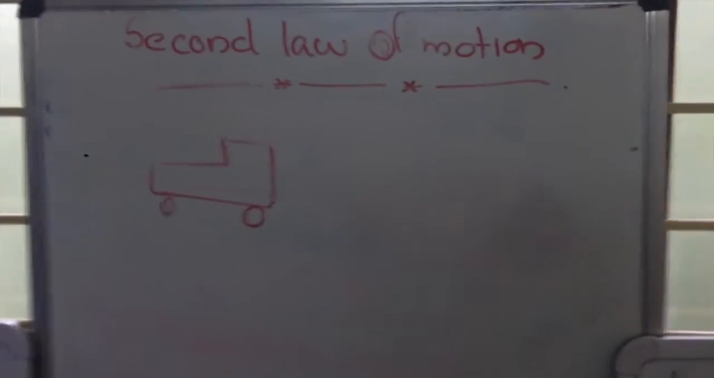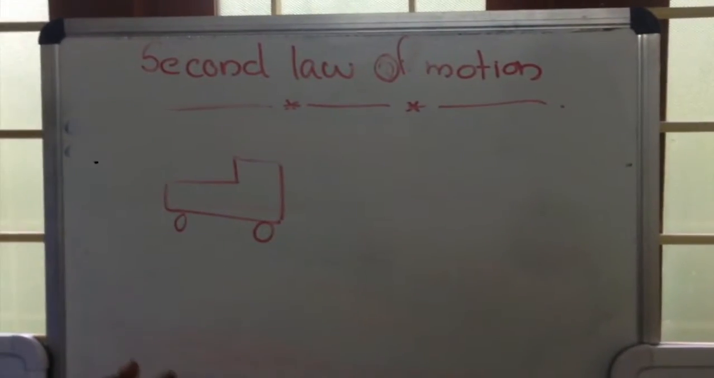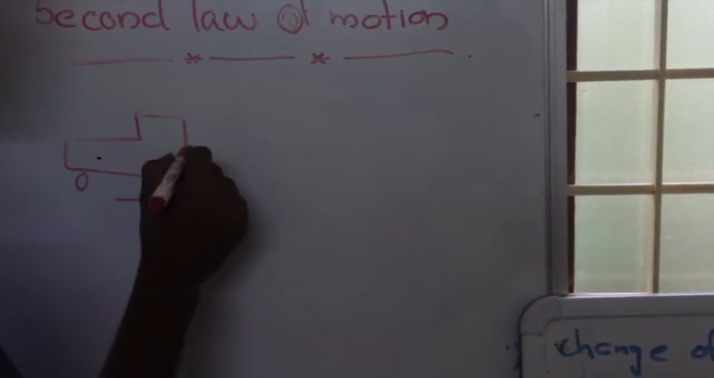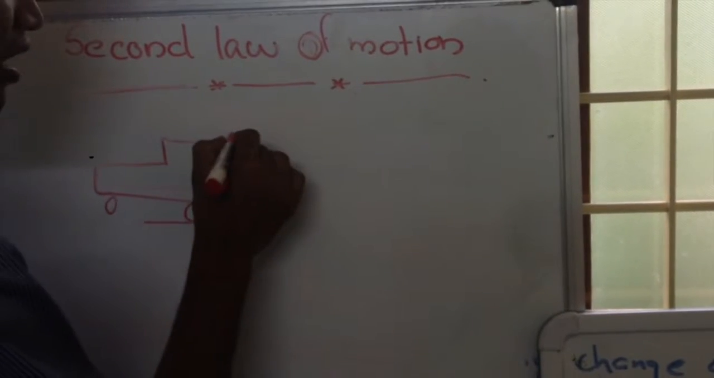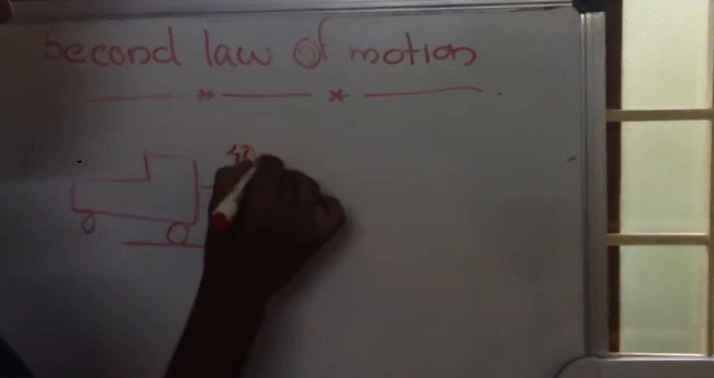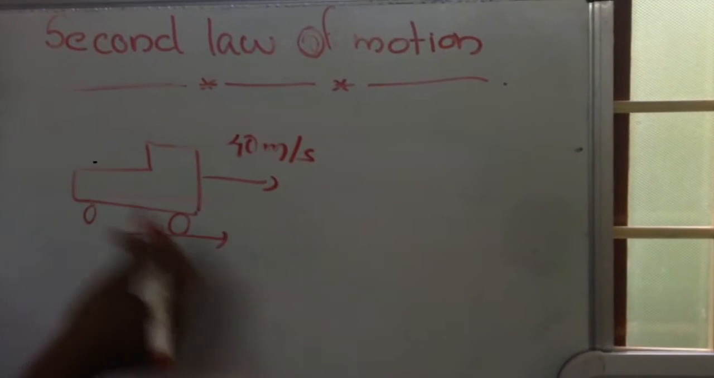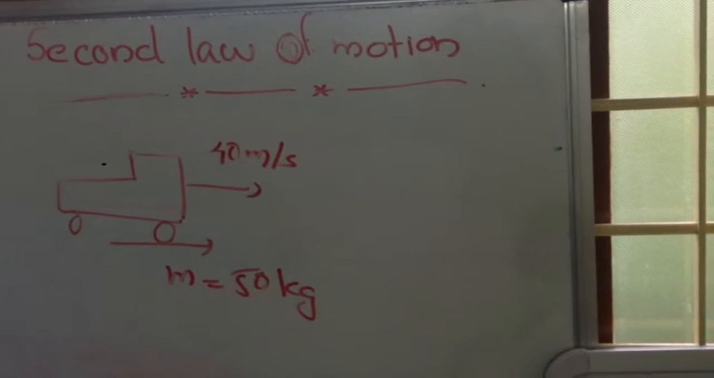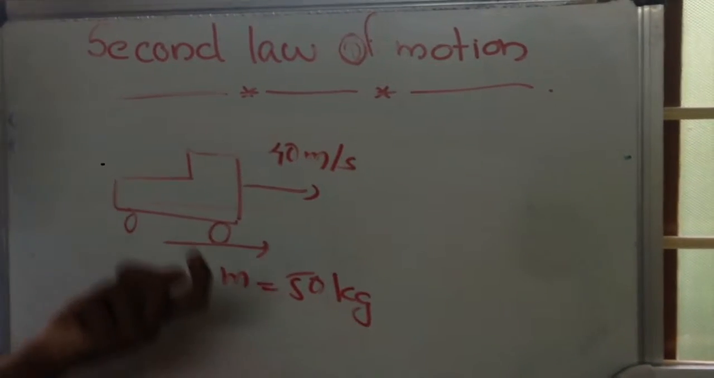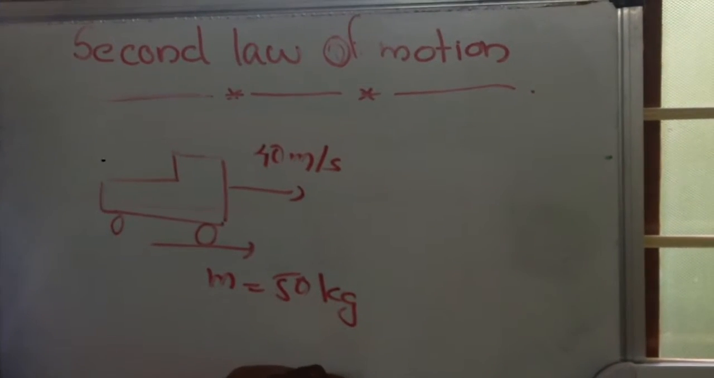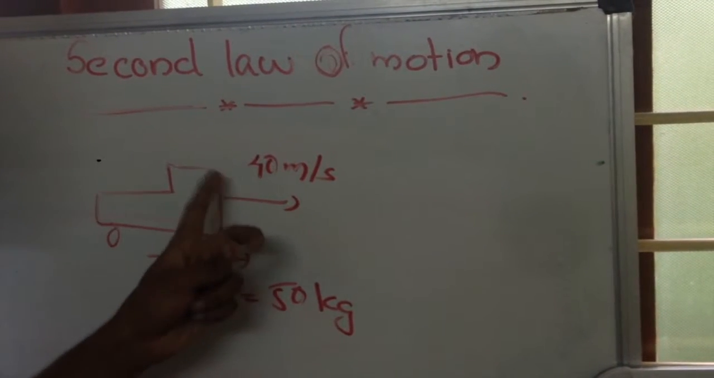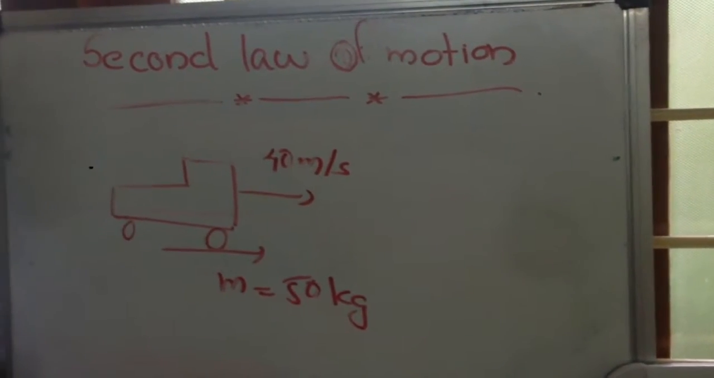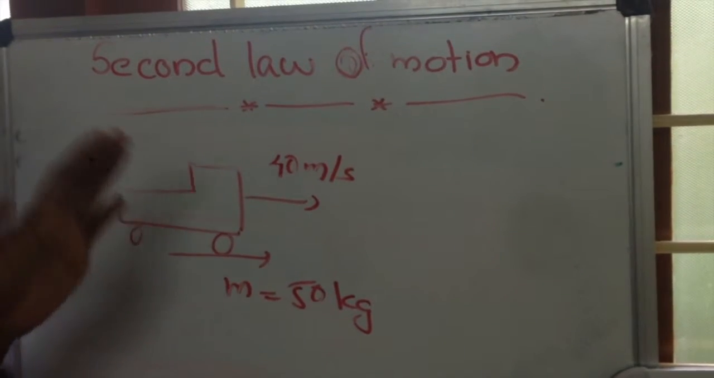Suppose in our usual cases we note the speedometer, and we see that this vehicle is moving in a uniform velocity, say 40 meters per second. The vehicle has a mass, as in the previous case, of 50 kilogram. But even for a vehicle of mass 50 kilogram to move in this constant velocity, which means there is no acceleration, we still have to apply a force.